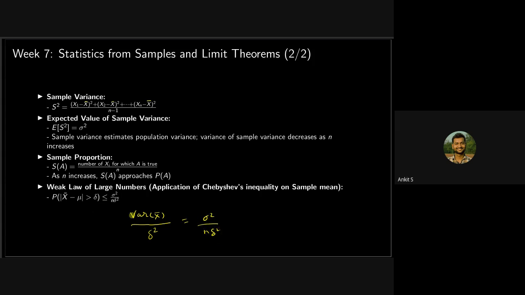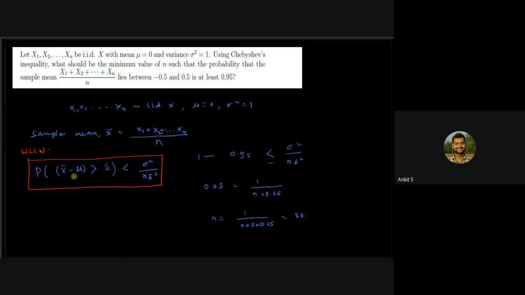Okay, so that's where you get the weak law of large numbers from. It is a very simple application of Chebyshev inequality to the sample mean. Here we have a sample mean that is a random variable, and mu is the distribution mean, that is the expected value of the sample mean. Okay, so here we have a simple application of Chebyshev inequality.